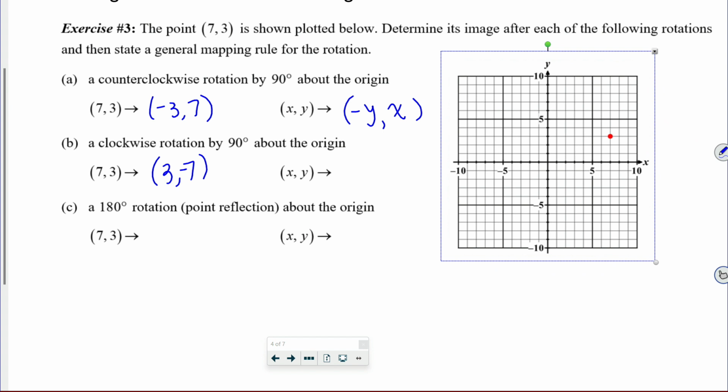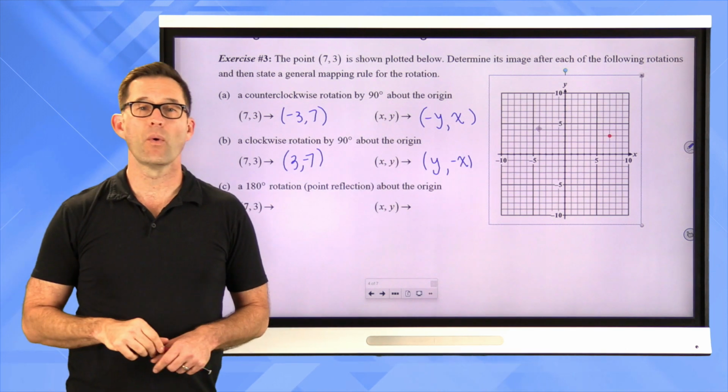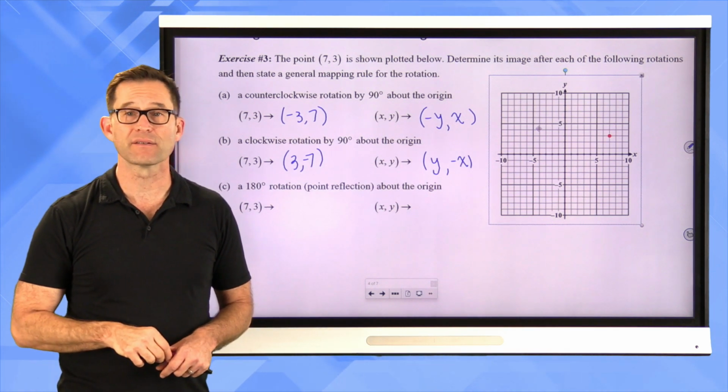All right, so what happened there? Well, it looks like the old y became the new x, and when I negate the old x, it becomes the new y. So x, y maps to y, -x.